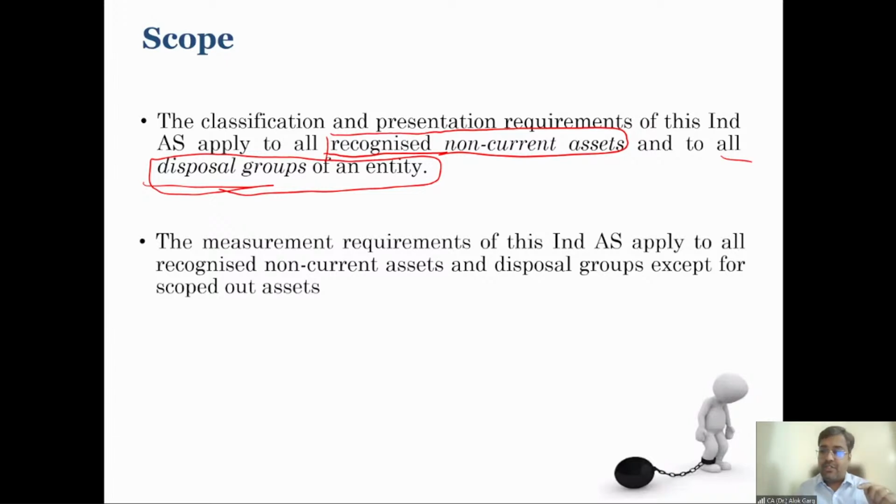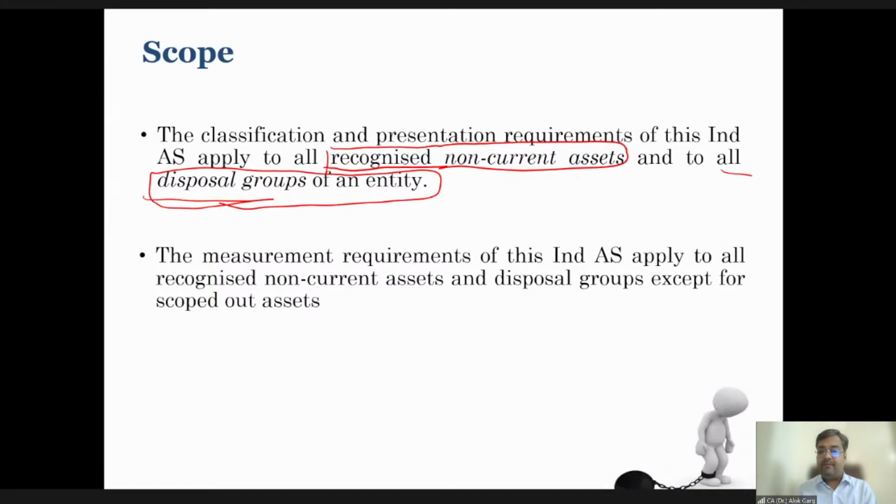When does this standard come into the picture? This standard comes into the picture when in the balance sheet there are recognized non-current assets, there are recognized current assets. But if the entity decided to sell a non-current asset or the entity decided to sell a disposal group, then only this standard will come into the picture, right? But on inception, at the time of initial recognition of a non-current asset, this standard will not come into play. This standard will come into the picture if there is a recognized non-current asset and the entity has decided to sell those non-current assets, right? Good.